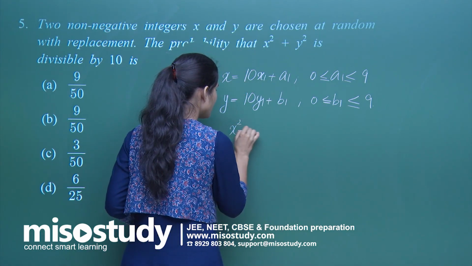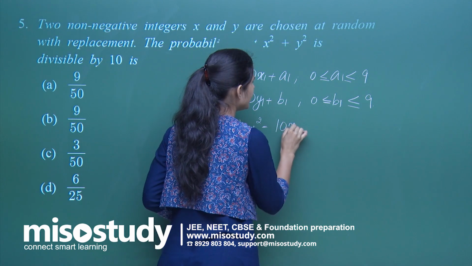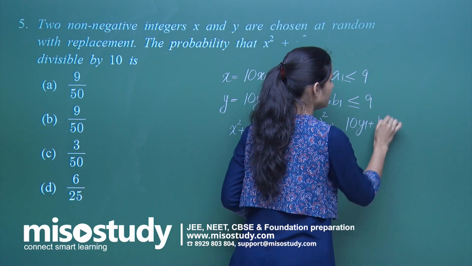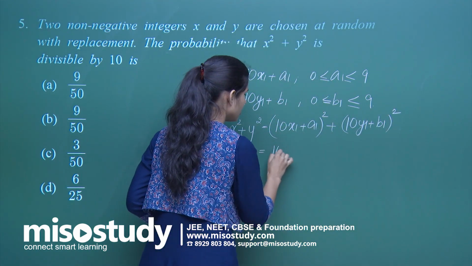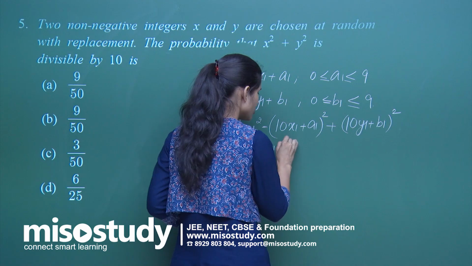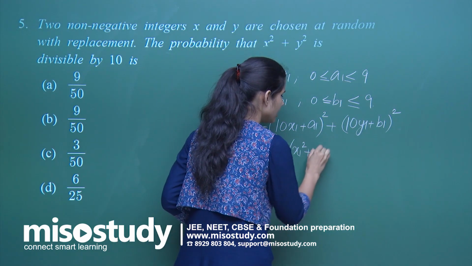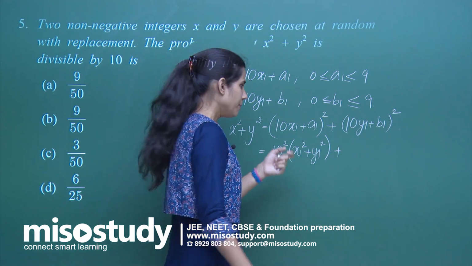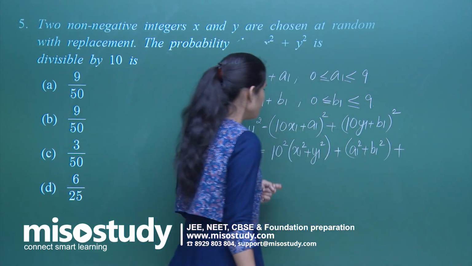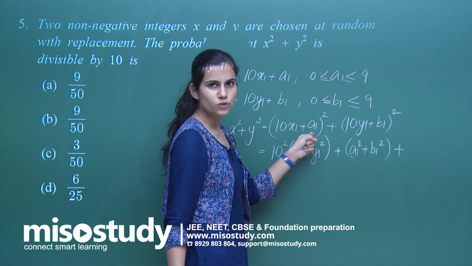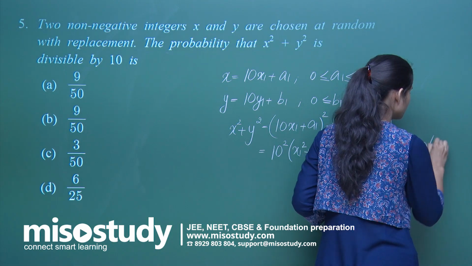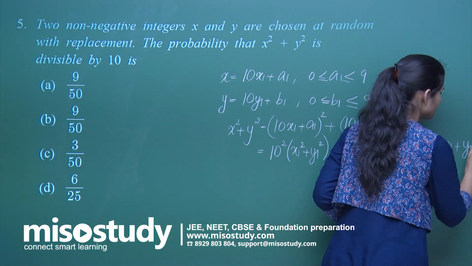So when I talk about x square plus y square, it is actually (10x1 plus a1) square plus (10y1 plus b1) square. This becomes 10 square into x1 square plus 10 square into y1 square. So 10 square comes out common: x1 square plus y1 square, plus a1 square plus b1 square, plus 2 into 10x1 into a1, so 20 into x1 a1, and from here 20 into y1 b1, so 20 into (x1 a1 plus y1 b1).